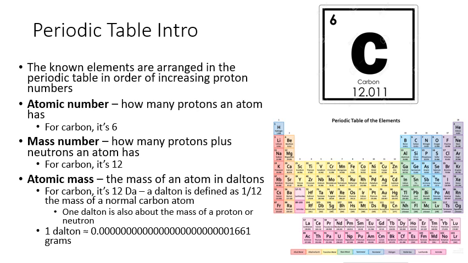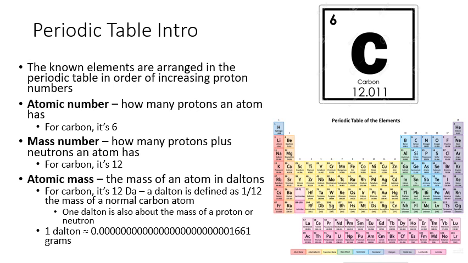Then you have the atomic mass, which is the actual mass of the atom, measured in daltons. A dalton is really small. At the bottom there, you can see the conversion between 1 dalton and some tiny fraction of a gram. Of course, you don't need to know that conversion, but just know the dalton is really small. A dalton is actually defined as 1/12 of the mass of a carbon atom, so that means that carbon has to be 12 daltons in mass.